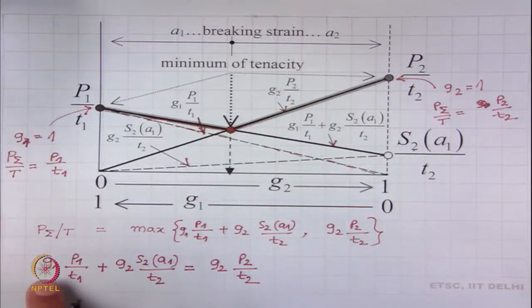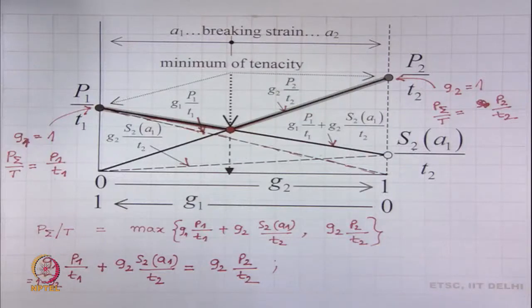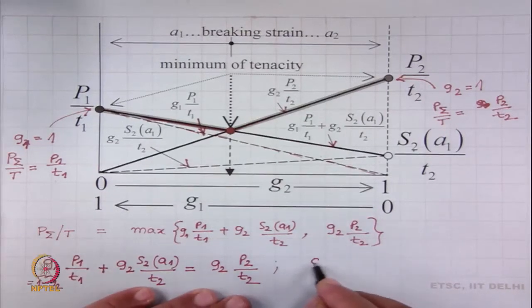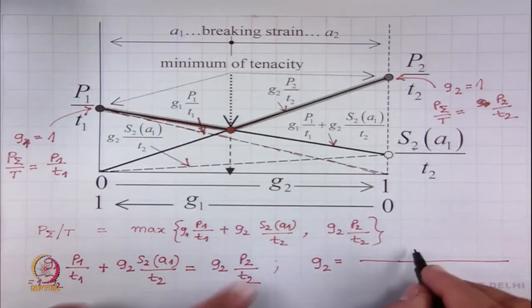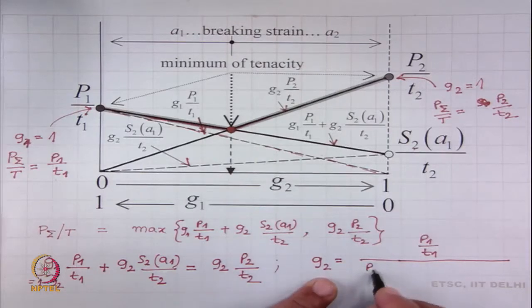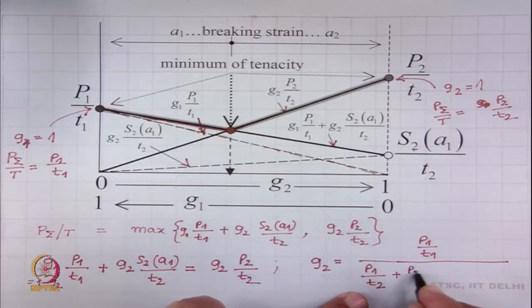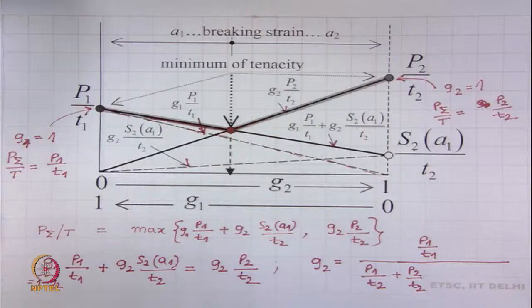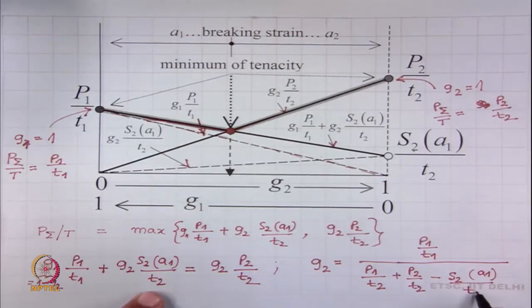Right. Now, let us write G1 as 1 minus G2. So, if we write G1 is equal to 1 minus G2, then if we club all G2 together on one side, remaining on the other side, then we will be able to find out G2 is equal to P1 by T1 into P1 by T1 plus P2 by T2 minus S2 A1 by T2.